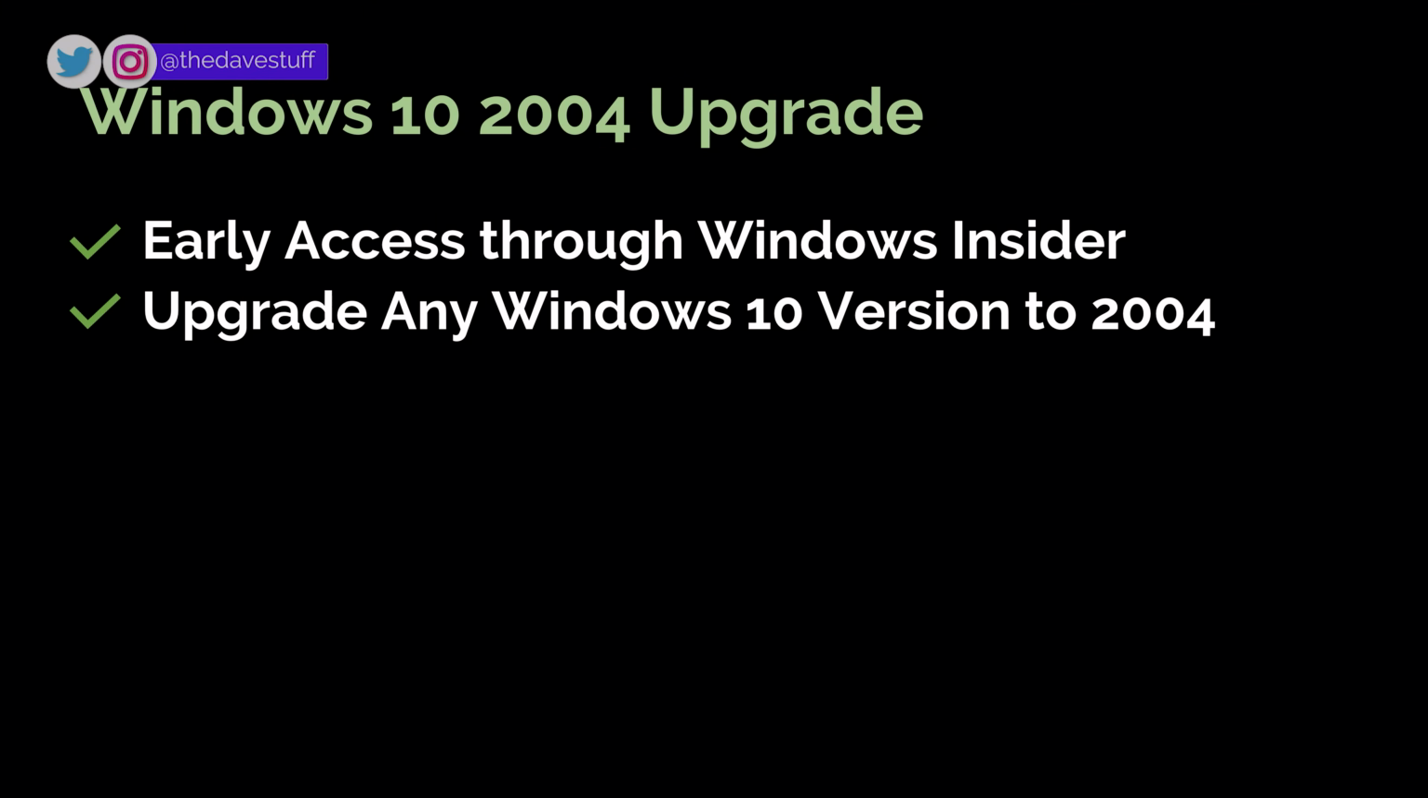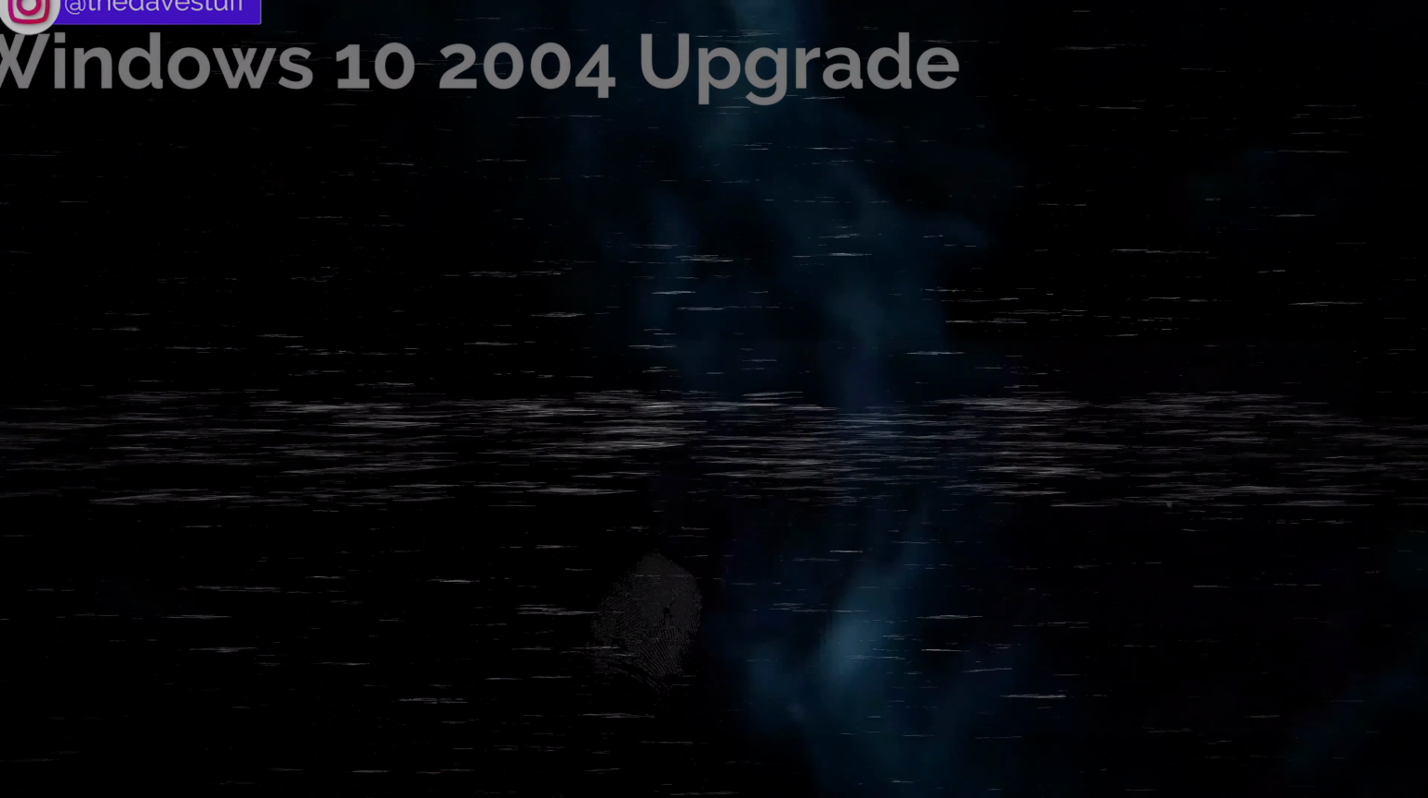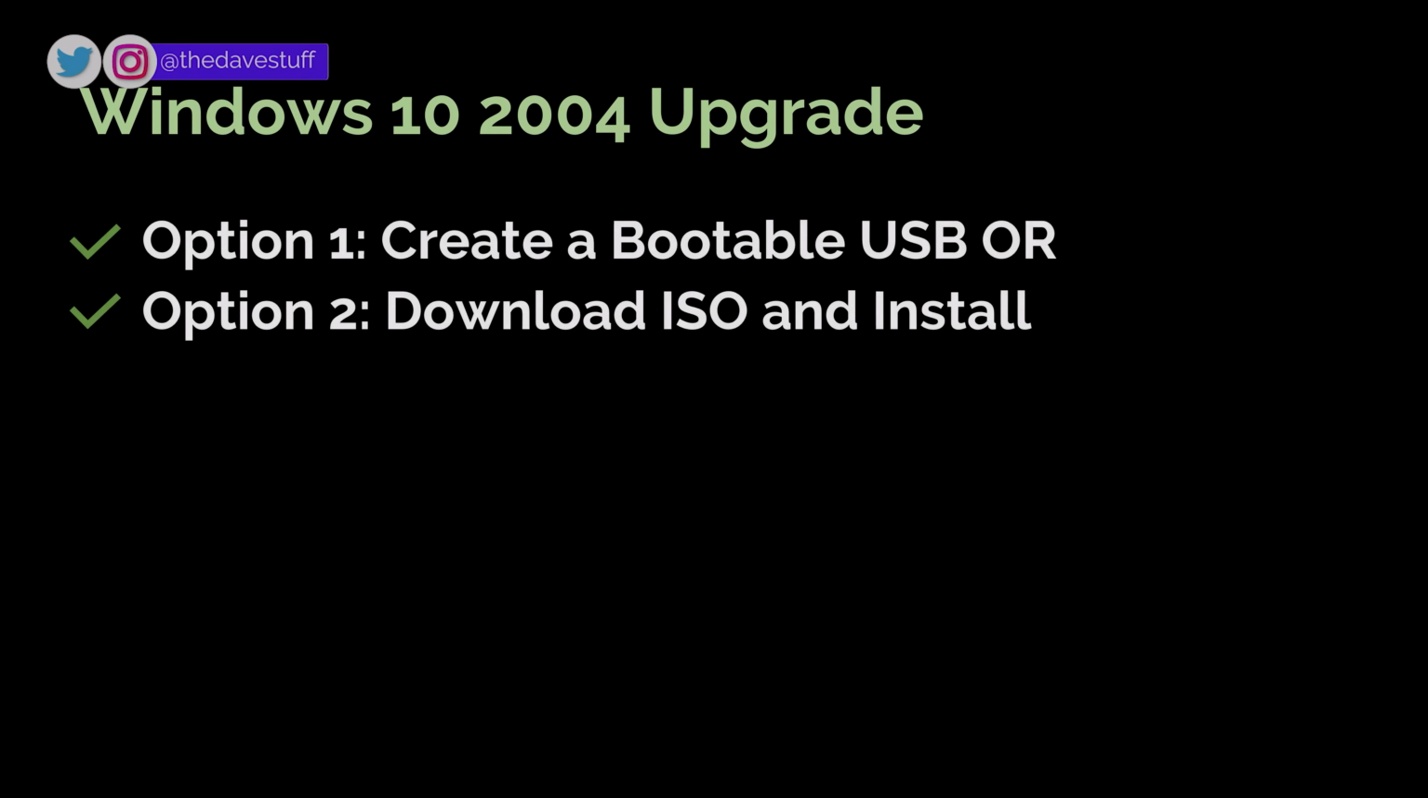We're going to cover 2 ways to upgrade your system from Windows 10, whatever version it's on, to Windows 10 2004, and it'll be done in 2 ways. The first is going to be similar to the clean installation process, and the second way is going to be just upgrading it right within Windows.